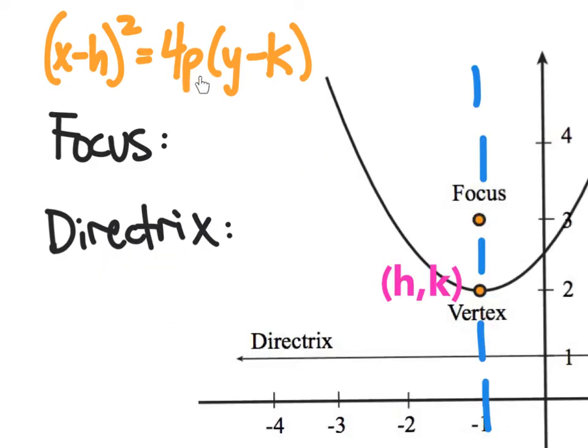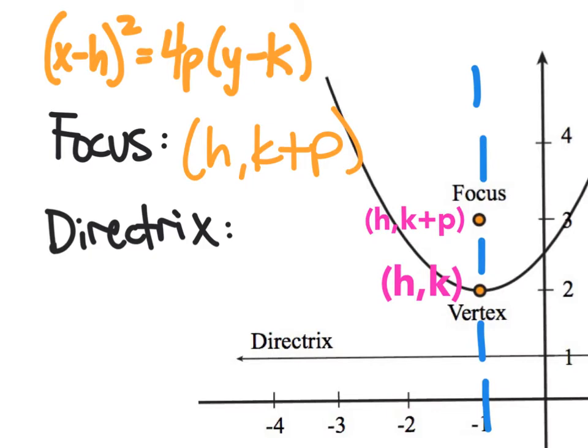So how does the 4p help us find where this focus and directrix should be? Well, if the vertex is at the point (h, k), then the focus will be at the point (h, k + p), which just means you go up p from the vertex. And since this distance is the same as this distance, we would subtract p from the vertex, and this is a line, so the directrix is at y = k - p. And of course, if the graph was opening the other way, then the focus would be down here and the directrix would be above.